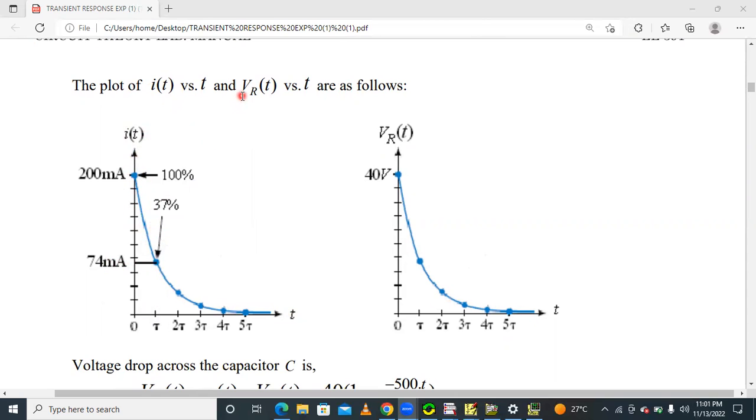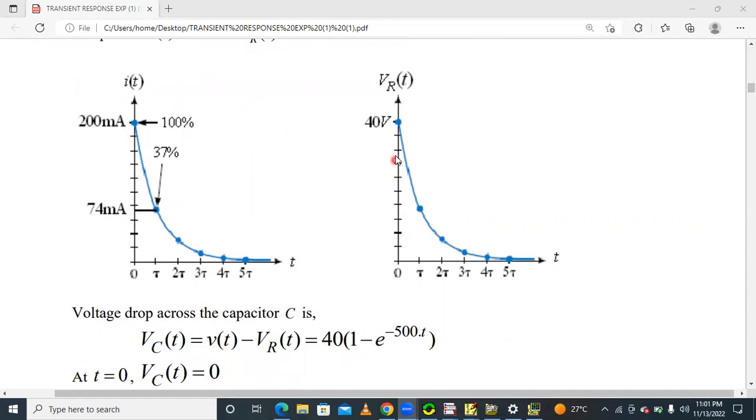Okay. And then the voltage across the resistor is also exponentially decreasing. So at the starting, transient condition, the capacitor is a short circuit. That's why the maximum voltage across the resistor is nothing but 40 volts. The voltage across the resistor and the source voltage are both the same during the transient condition. That's why initially at t is equal to 0, the voltage across the resistor is 40 volts. Then it exponentially decreases this way. Okay. This is called the voltage VR of t expression.